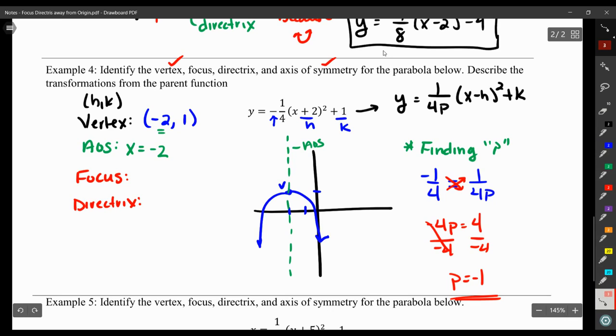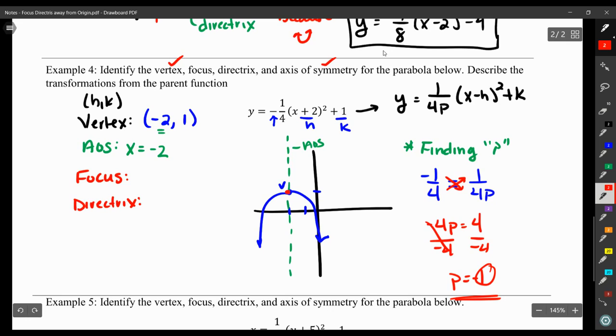Now, if you're a little more intuitive, you can see that, oh, well, this is a fraction, this is a fraction. So that means this had to make it into a negative 1/4. So that means p must have been a negative 1. That's a perfectly valid way of finding the value of p as well. This is just the more mathematical method. So now that I know that p is a negative 1, and the negative means it opens down, so we're good. The focus is going to be this many away from the vertex.